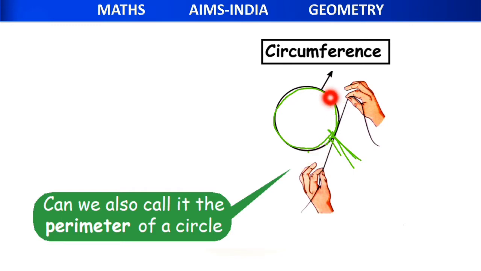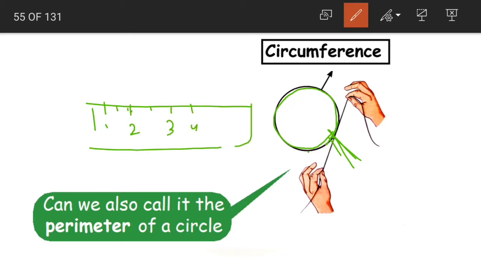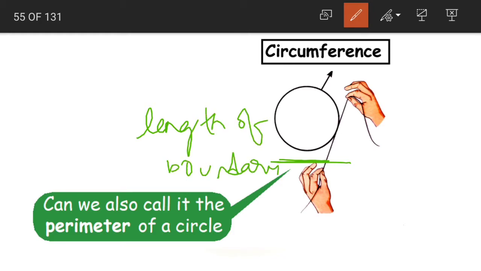So what should we do? We have this piece of thread, right children? Now using a ruler. Ruler is nothing but a scale. So using a scale, measure the length of our piece of thread. So what will it give? It will give us the length of the boundary of our circle.